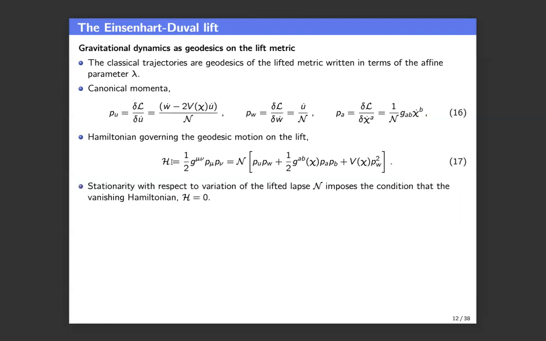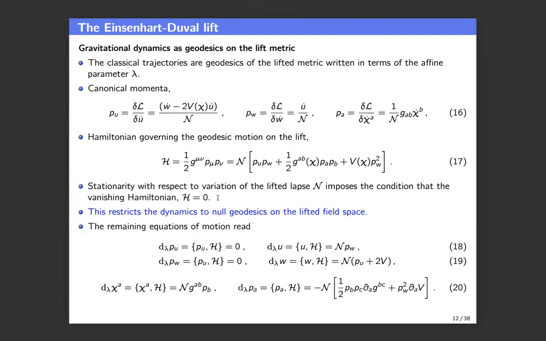Now the point is that if you focus on h equals 0, you will focus on the null geodesics. And the statement, what has been shown, is that the dynamics of this null geodesic on the lift is actually reproducing exactly the Euler-Lagrange equation of the Lagrangian you started with. So this is a very simple way to geometrize a dynamical system. And then you can compute the different equations of motion, which are given like this for all the momenta and the coordinates u, w, and chi.